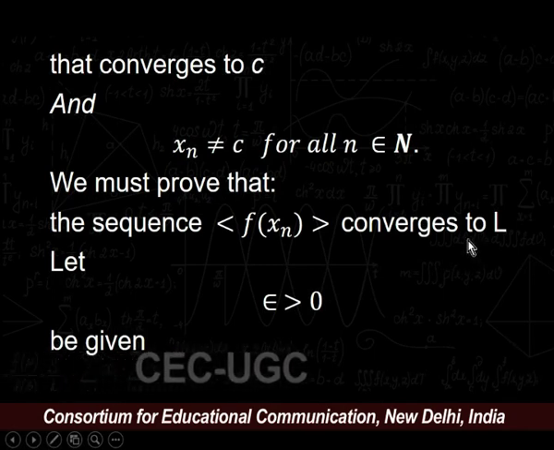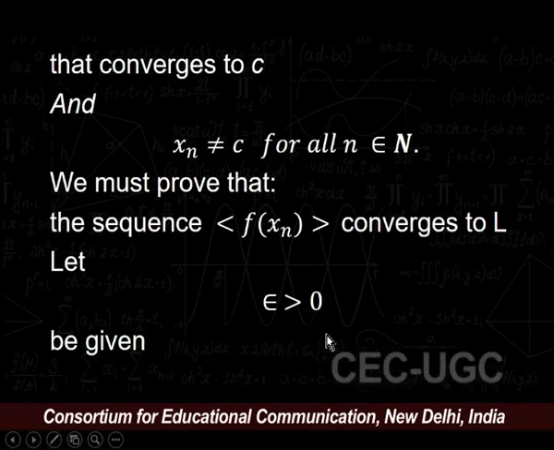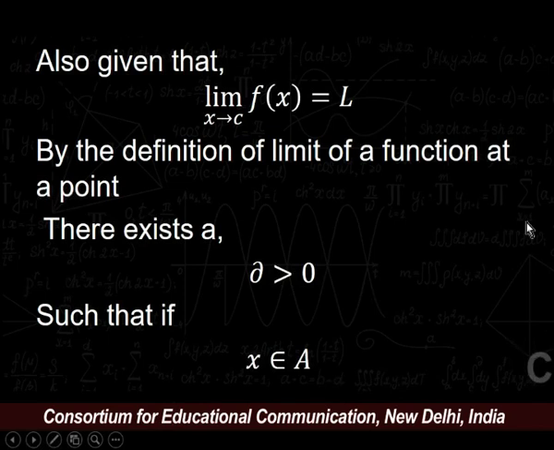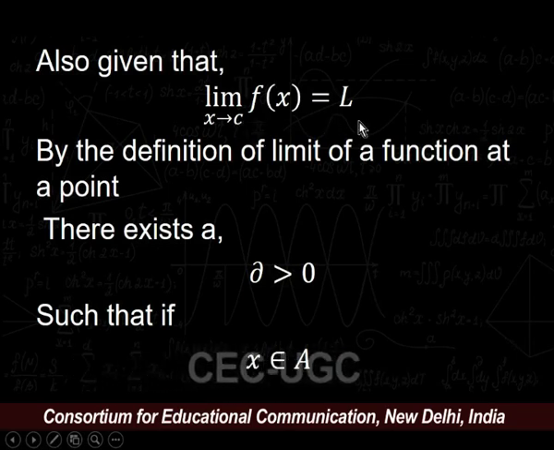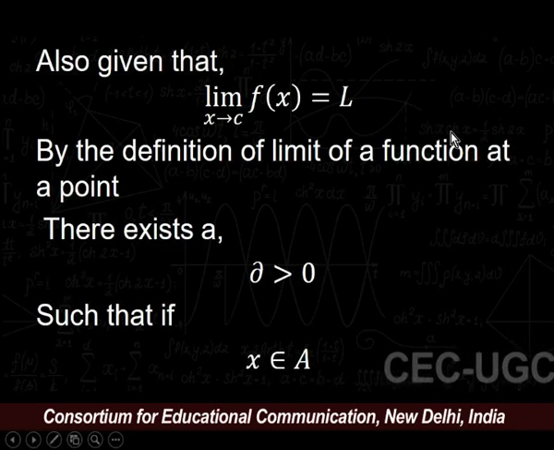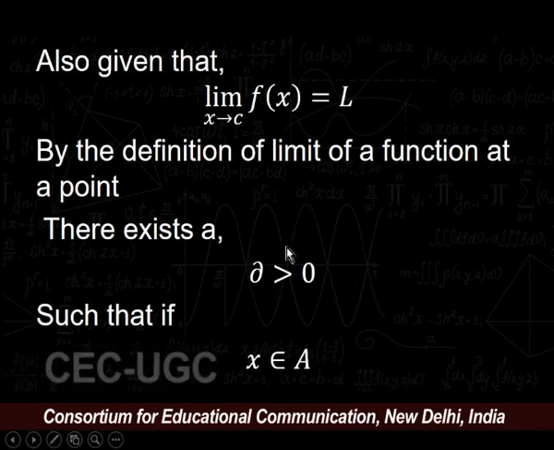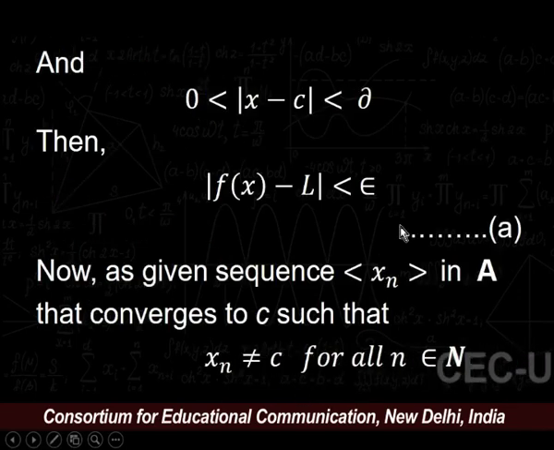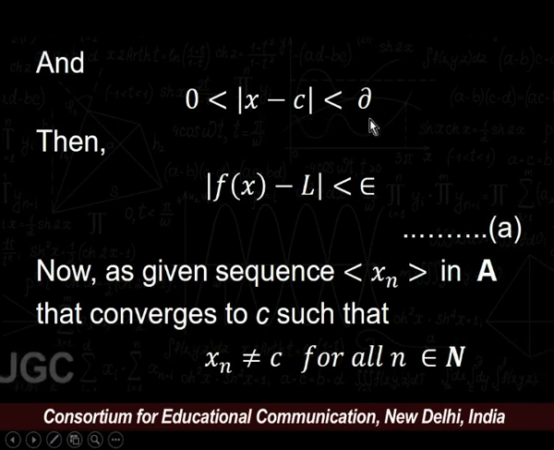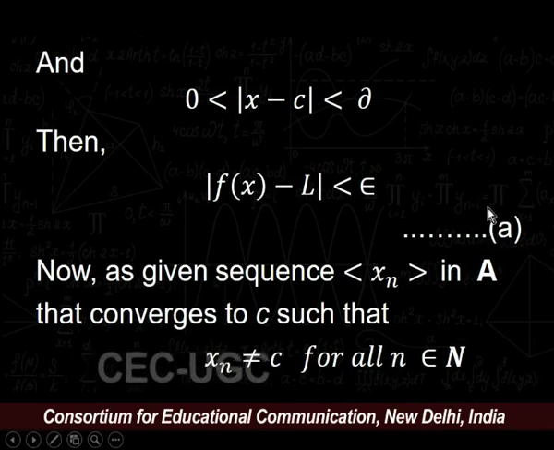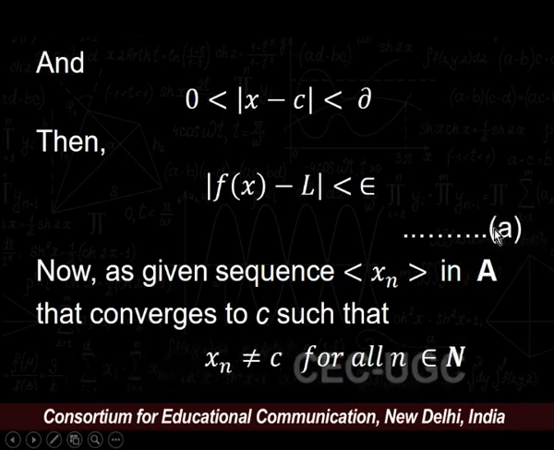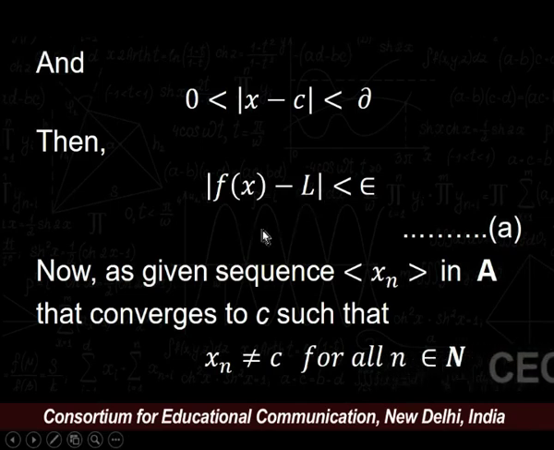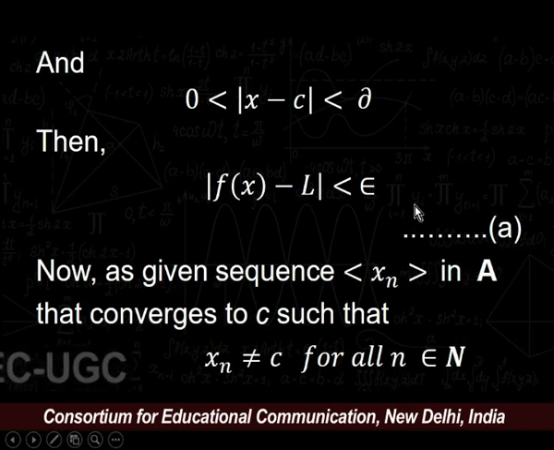For that, let us suppose epsilon greater than 0 is given. As given in statement 1, the limit of function f at point c is equal to L. So by the definition of a limit of a function at a given point, there exists a delta greater than 0 such that if x belongs to A and modulus of x minus c is less than delta, we must have our equation A. And what does equation A say? Equation A is modulus of f of x minus L is less than epsilon.